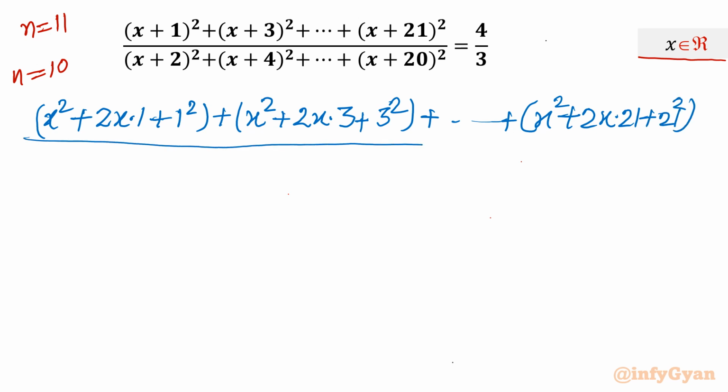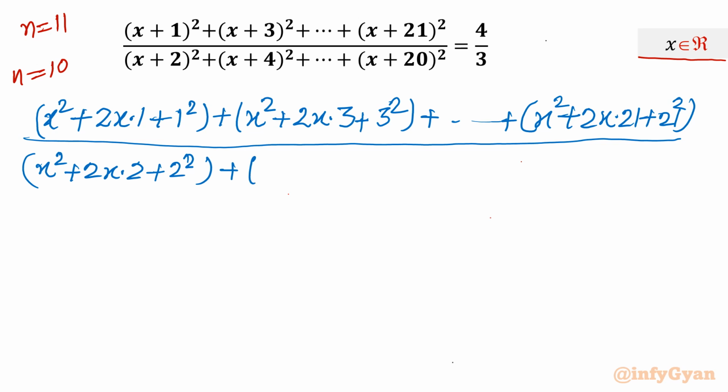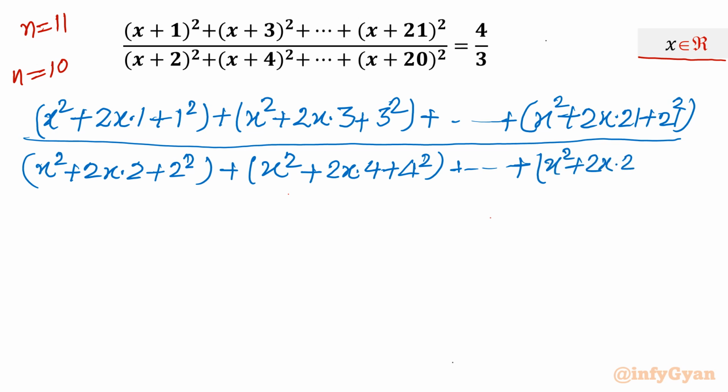Now come to the bottom part. I will write (x+2)², so it is x² + 2x times 2 + 2². Second bracket: x² + 2x times 4 + 4². And so on. Similarly, the last term would be x² + 2x times 20 + 20². RHS is unchanged, 4 over 3.